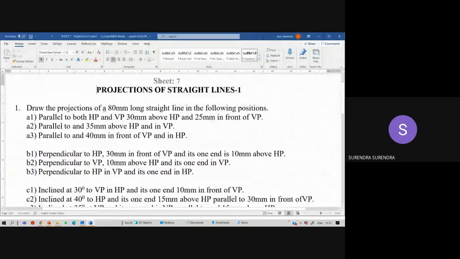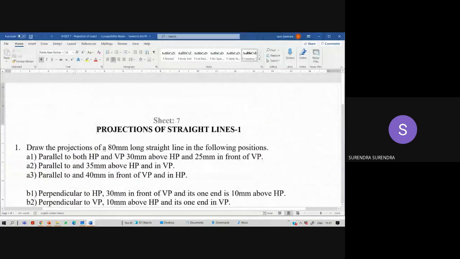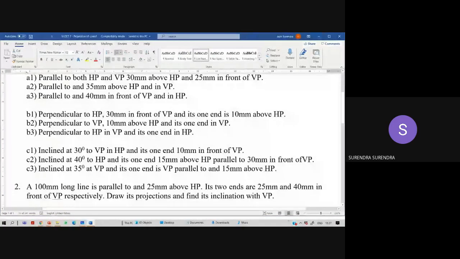Go through this. Title of the sheet: projections of straight lines 1, sheet number 7. Note the first question is asking to draw the projections of an 80 mm long straight line in the following positions. First, 9 conditions are given. So 9, but just don't be afraid. Here I have explained only 3 cases.